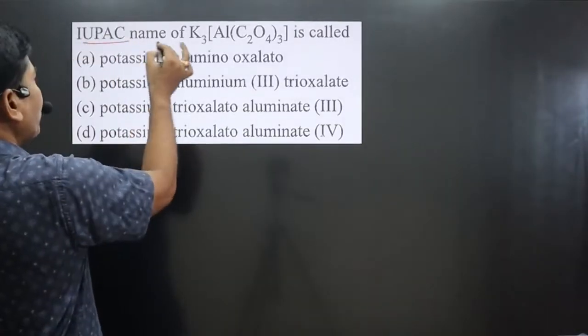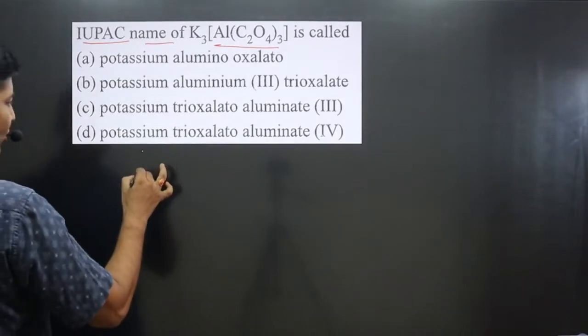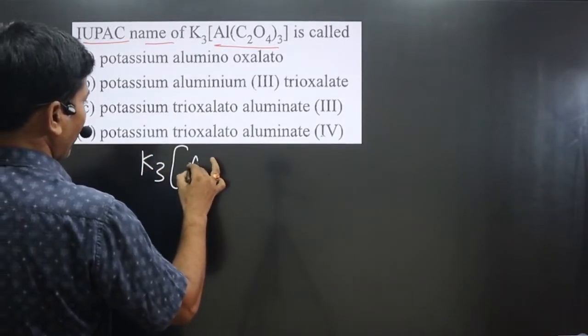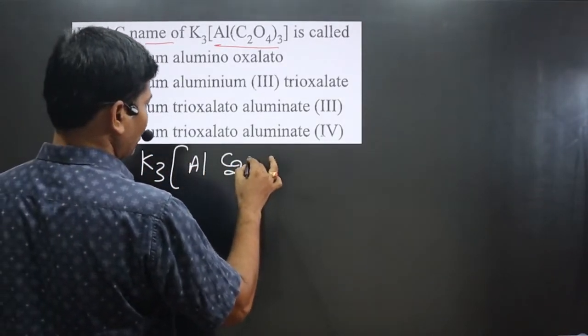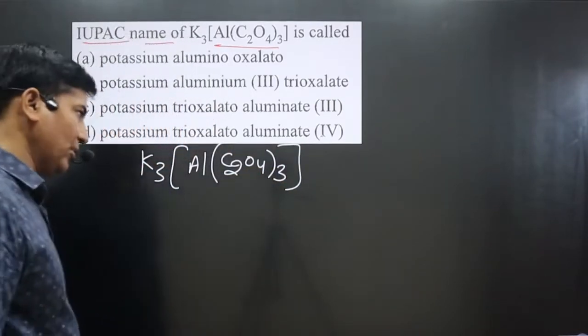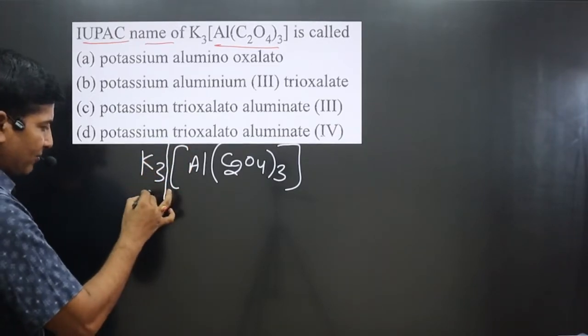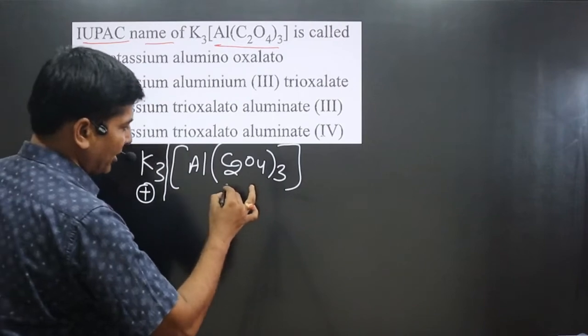The question says: IUPAC name for the complex. Let me write this complex. We have K3, then we have aluminum, and we have C2O4, whole cubed. If you break this complex from here, the counter ion is the first part, which is positive, and the remaining part is negative.